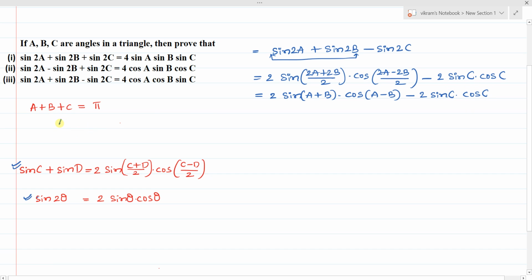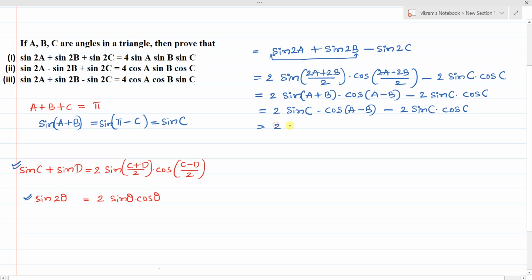Now we can write over here A plus B is equal to pi minus C, and sin of (A plus B) is equal to sin of (180 minus theta), which is nothing but sin theta only, which is sin C. Now replace over here 2 sin of (A plus B) as 2 sin C into cos of (A minus B) minus 2 sin C into cos C. By taking 2 sin C as common, we can write this as cos of (A minus B) minus cos C.